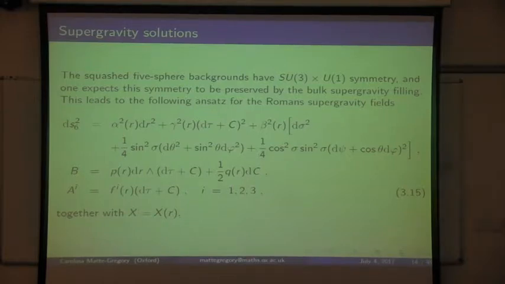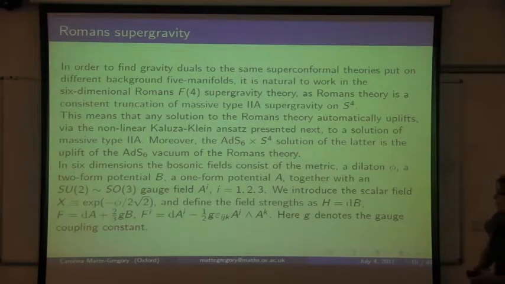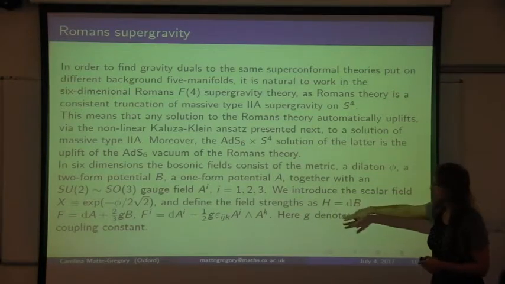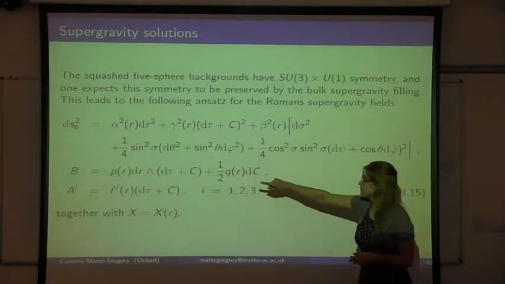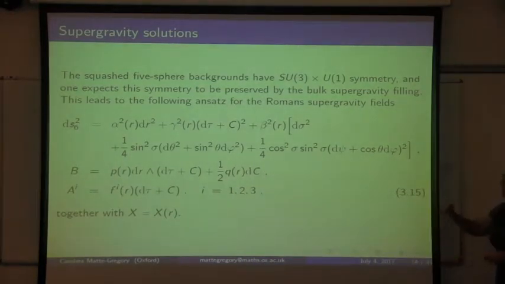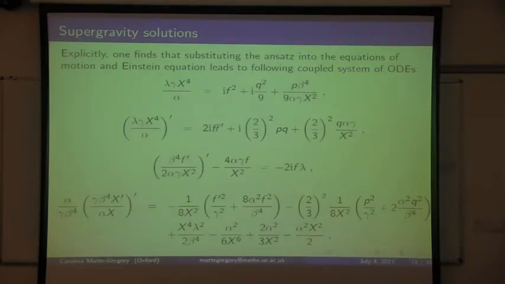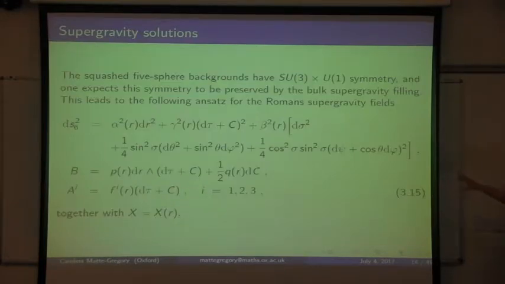As I said, we had all those fields for Romans theory, but I can simplify those a little bit, so I'm left only with the metric function b equals this, and my gauge field A given by that. To that, obviously, my scalar field comes in as well. So now I plug all these ansatz into my equations of motion.